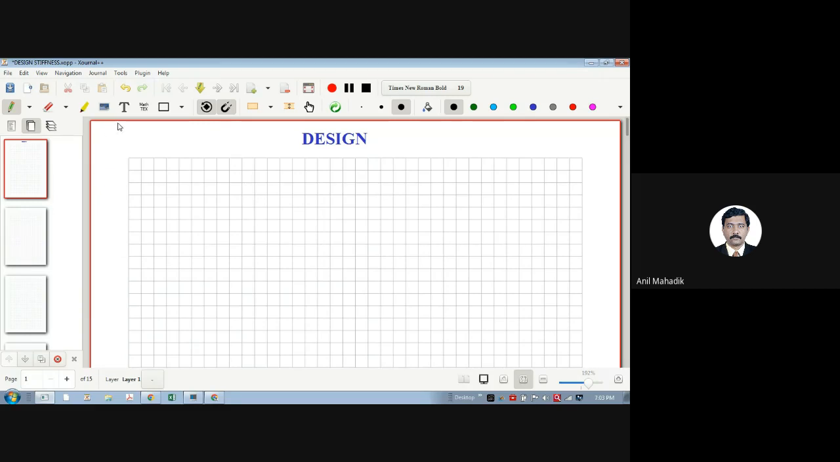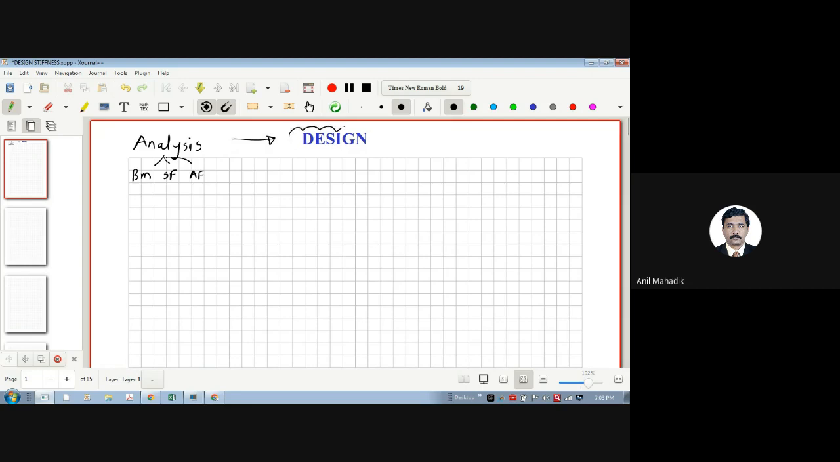So today we will start with the design part. Last time we discussed the basics of analysis. Once we do the analysis of any structure, whatever forces we get through the analysis, that is bending moment, shear force, or axial force in the column, we design the members. So the next step is design.